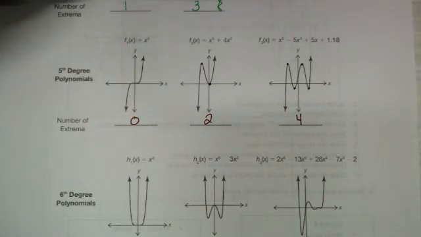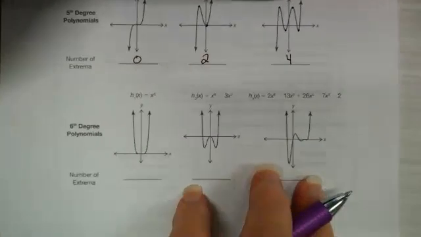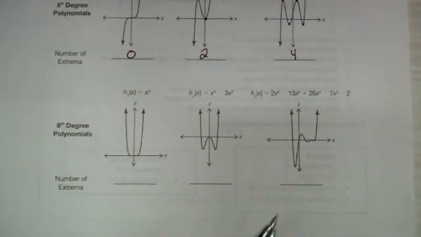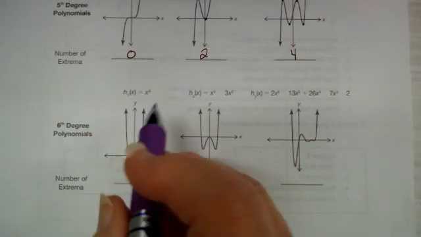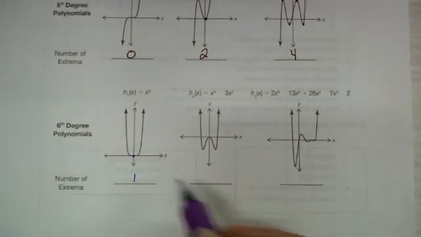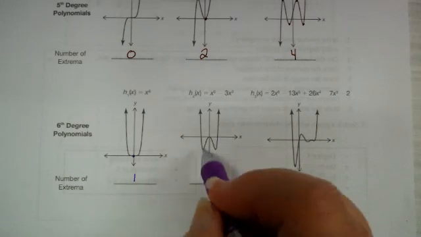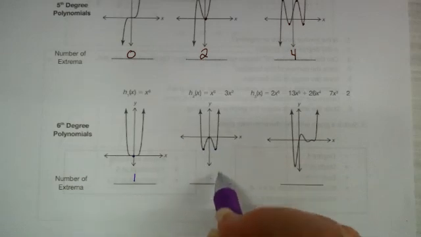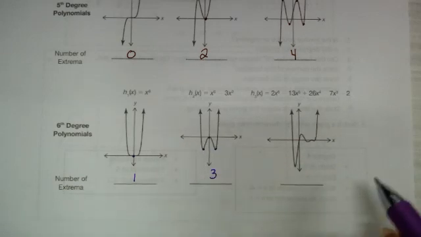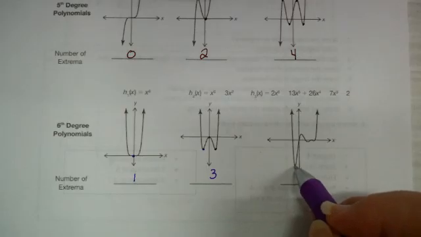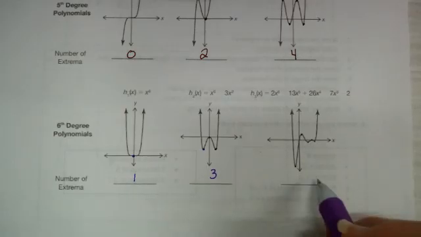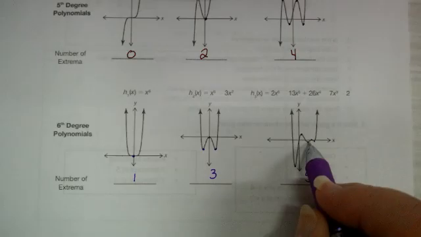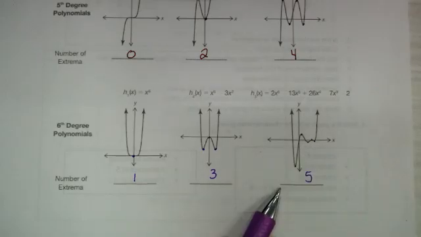Let's continue. A sixth degree polynomial. Well, that looks kind of like my quadratic graph or my fourth power graph. It has 1. This one, 1, 2, 3. And now we have to count carefully here. 1, 2, 3, 4, 5. It's a little tiny hump in there.